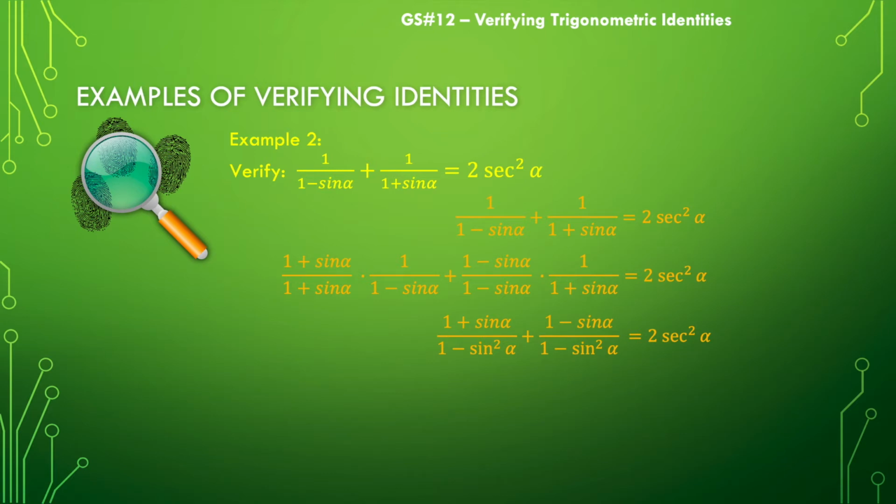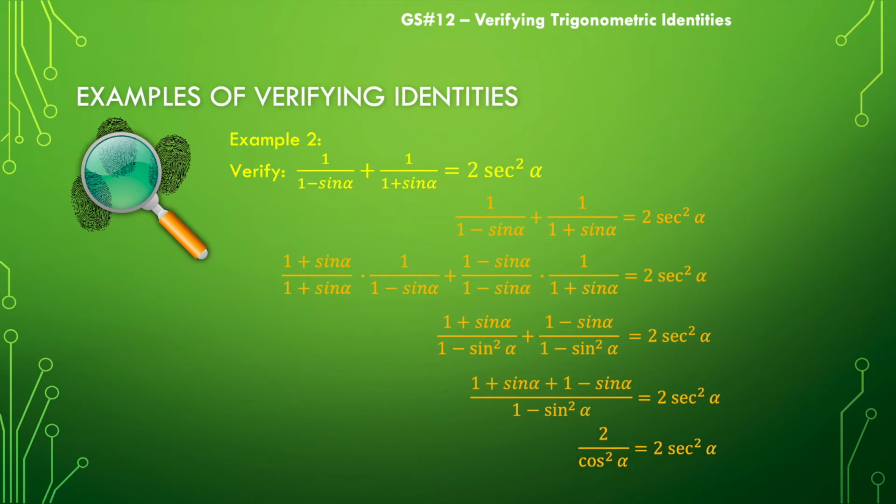I can go ahead and combine the numerators. And notice that when I do that, I have sine of alpha minus sine of alpha here. They're going to cancel. I'm just going to be left with 2 in the numerator. So I have 2 over 1 minus sine squared of alpha. Oh, wait. Is it 1 minus sine squared of alpha cosine squared of alpha?